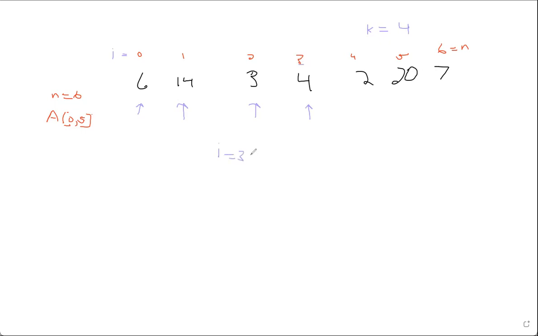So we ask the question, is i less than n, or i less than 6? Yes. So we're going to return that position 3. Which means that A sub 3 is equal to 4, which it is. So that's the idea behind the sequential search.